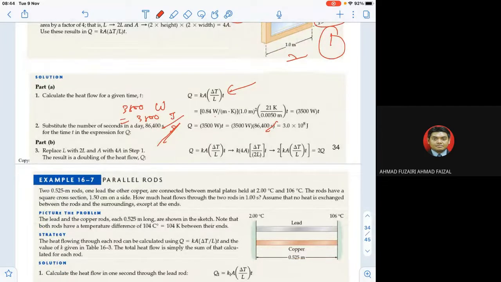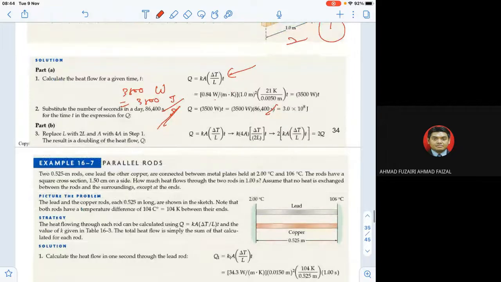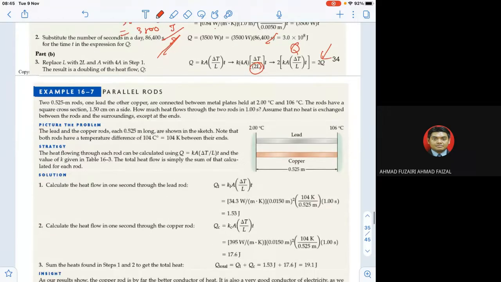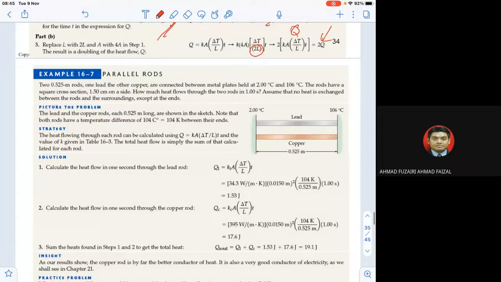Delta T is not stated to change, so delta T is not doubled. But L is doubled, 2L. So you will find that the value will be 2 times the heat. We can factorize the 2 outside, and we will still get Q. So 2 times Q will be the factor. Okay, look at another example here.